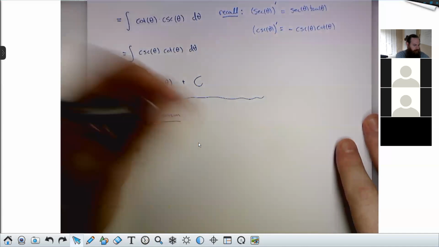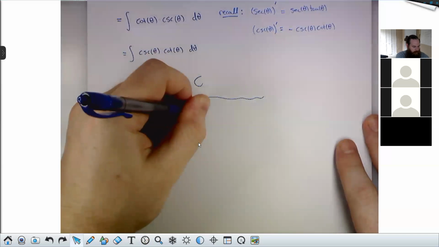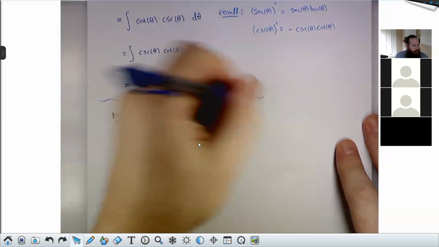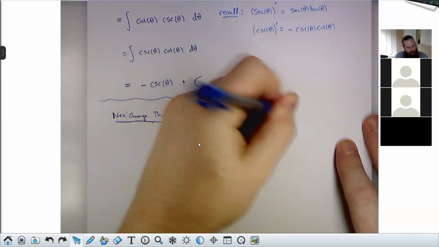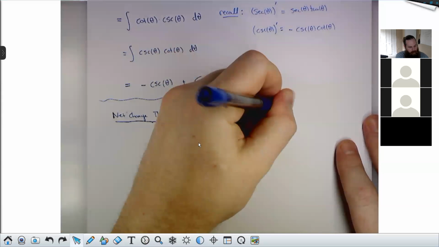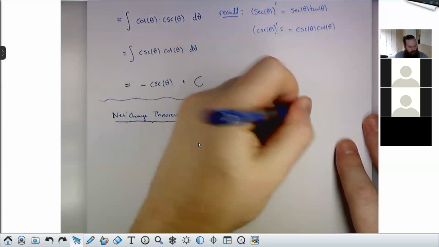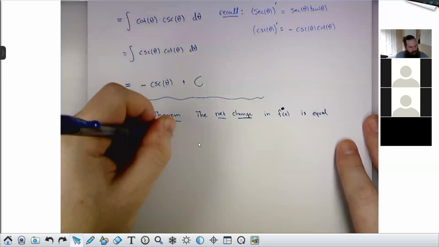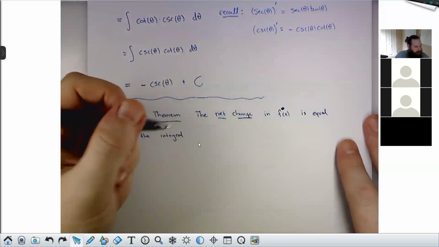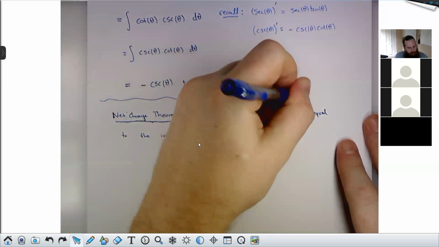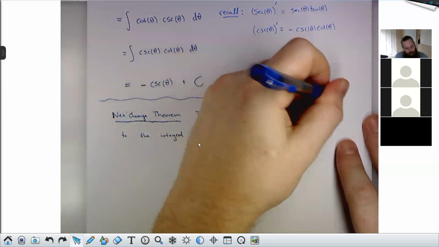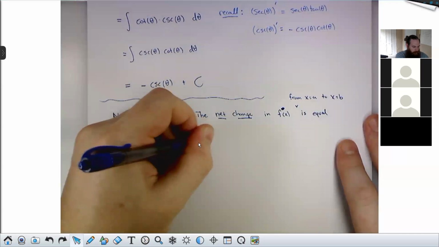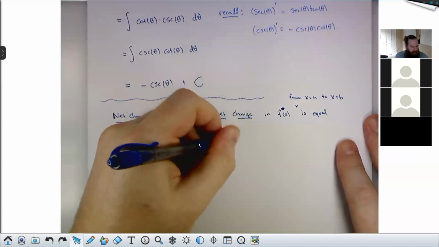I'll state the theorem first. So the theorem says that the net change in f of x, no prime here, is equal to the integral, and this is a definite integral, the net change in f of x, from x equals a to x equals b is equal to the integral of f primed from a to b. This is how your book says it.